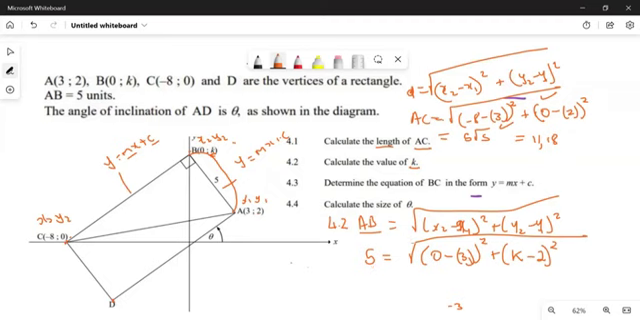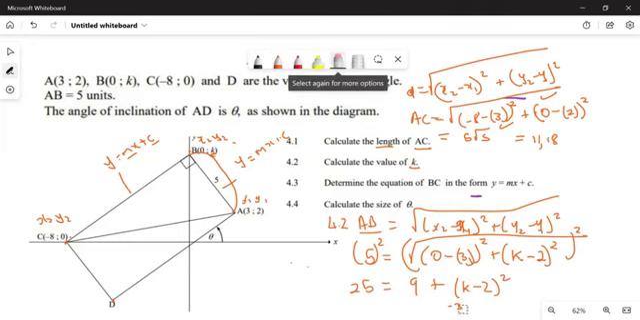If I want to remove this root, I'm going to have all squared. And this one says you have 25, which is 5 squared. Now, 0 minus 3 all squared gives us 9, plus k minus 2 all squared. Now, we could expand this, but I don't want you to expand. You can expand if you wanted to, but the simplest way to do this question would be to take this 9 to its other side.